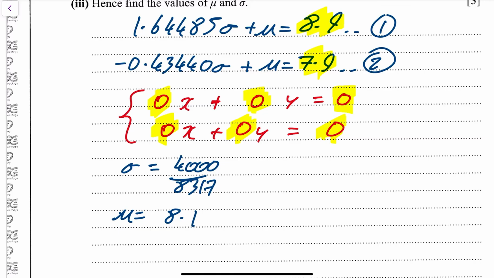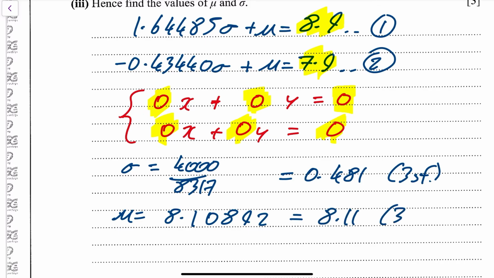This one is 8.10892. So this one works out to be 0.481 to 3 sig figs. This one works out to be 8.11 to 3 sig figs.